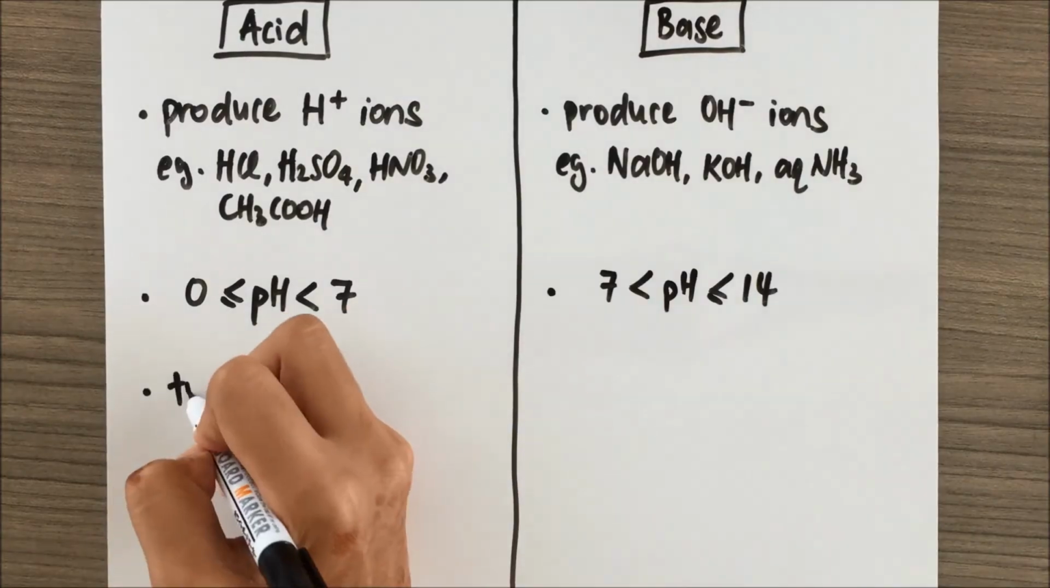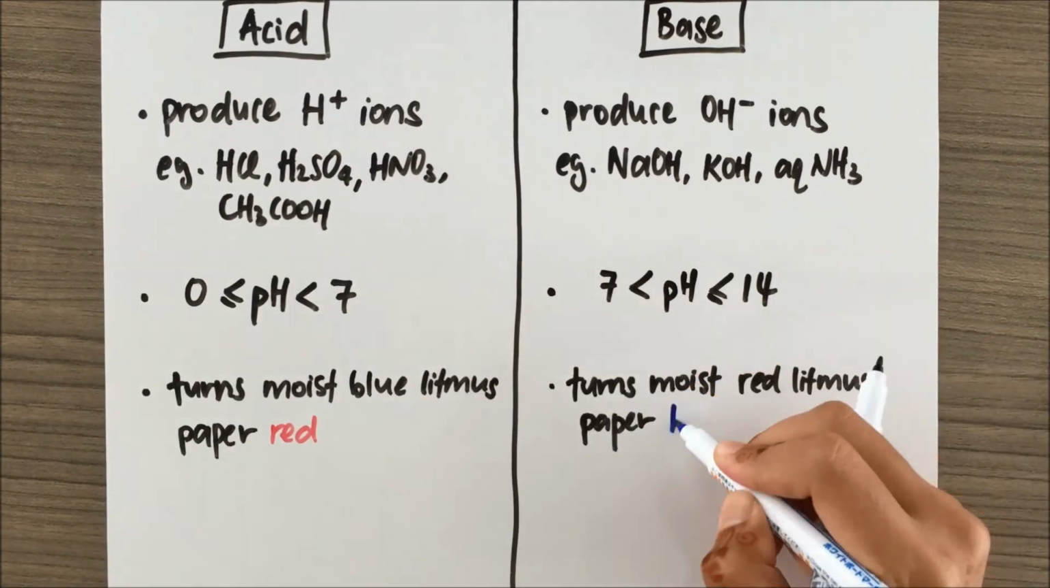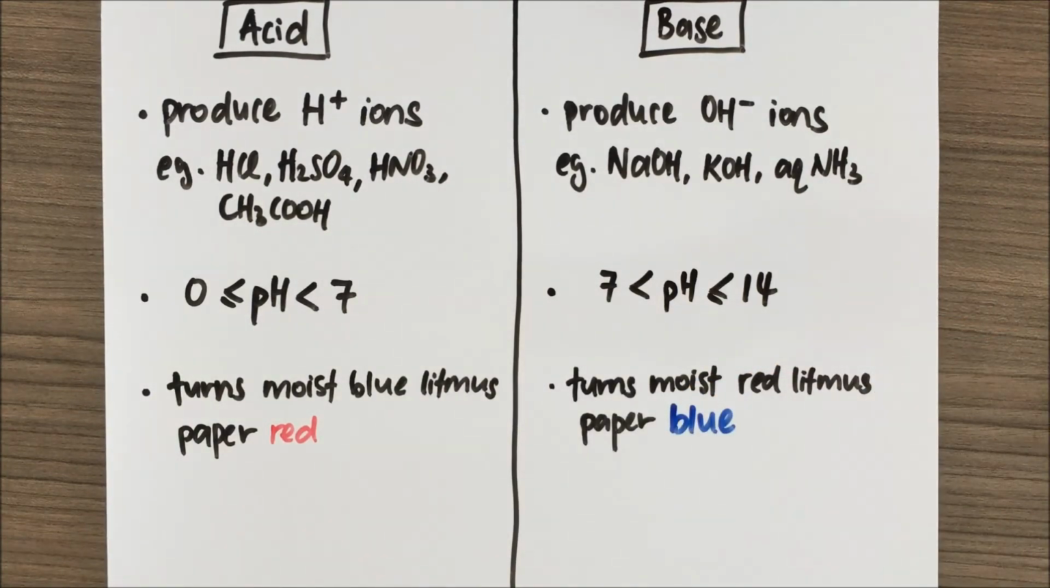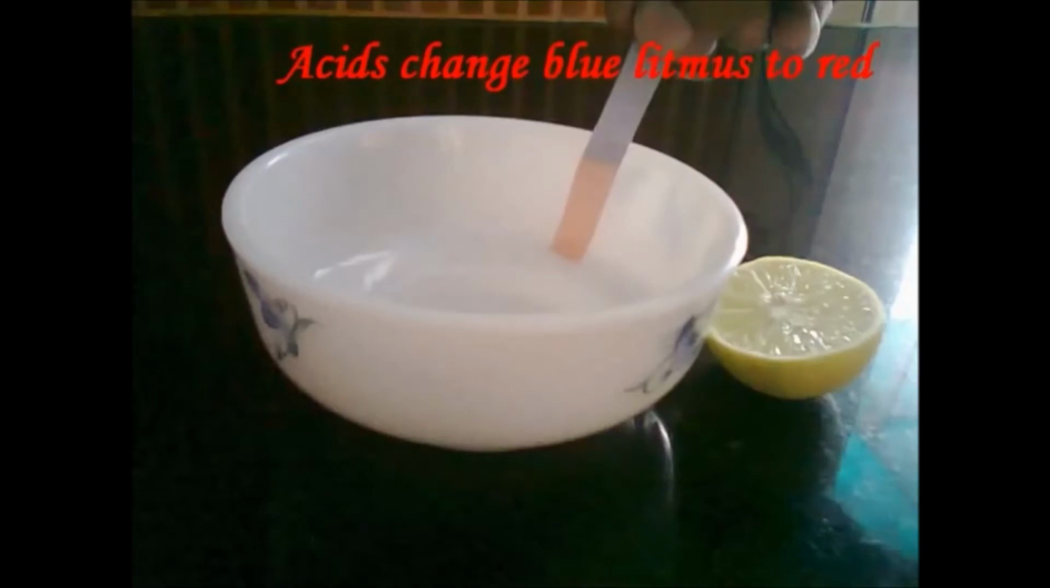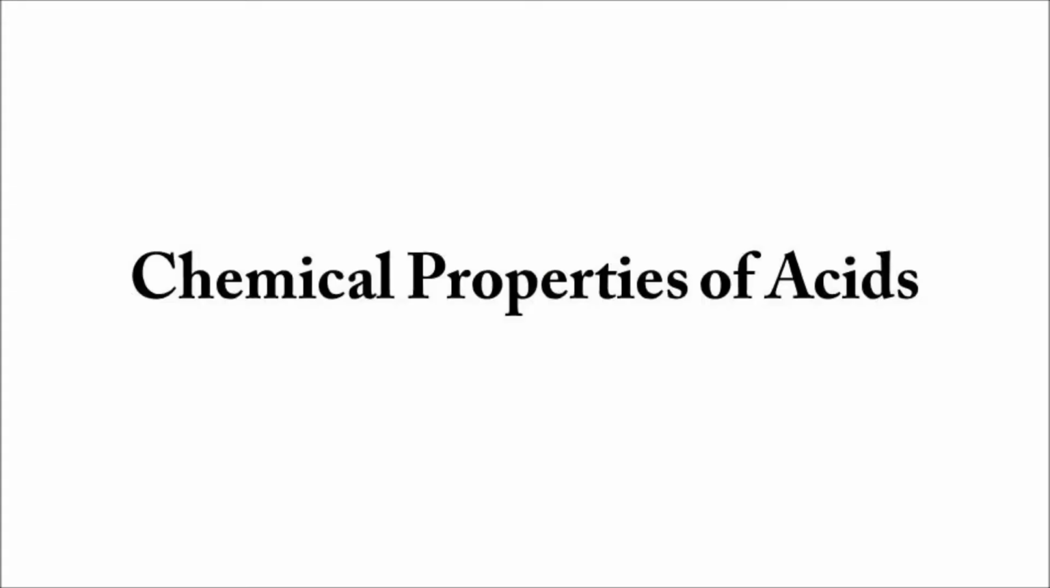Acids turn moist blue litmus paper red, while bases turn moist red litmus paper blue. As you can see, lemons, which contain citric acid, turn moist blue litmus paper red. On the other hand, soaps, which contain bases, turn moist red litmus paper blue.